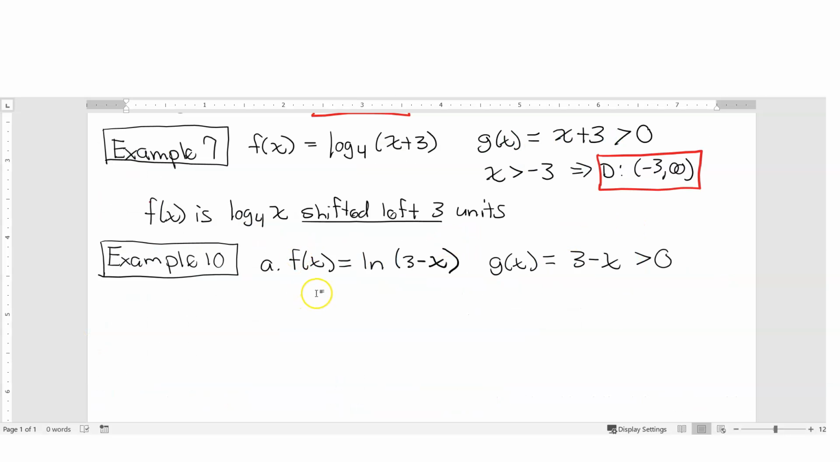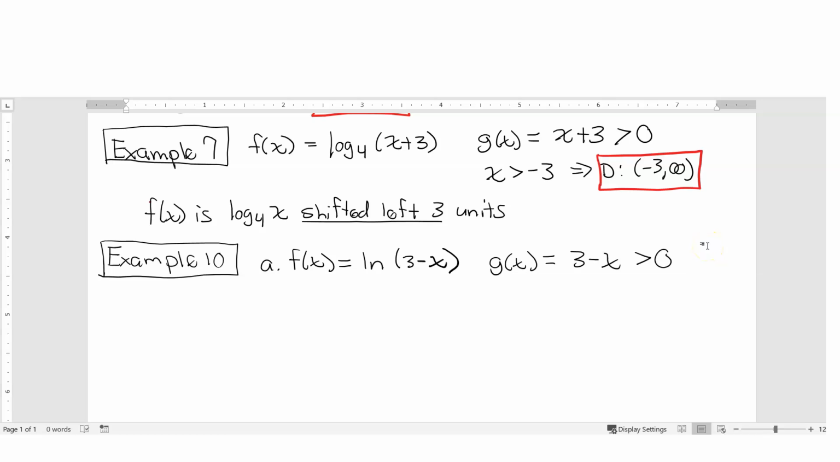Let's look at example 10 on page 487 of your textbook. And here, they're going to give us a function f of x equals, and this will be the natural log function that we're going to look at shortly. The natural log function is the logarithmic function with a base of the natural base e. But we're just going to focus on the domain for now. So we have natural log of 3 minus x. Our expression g of x is 3 minus x. And again, that must be set greater than 0.